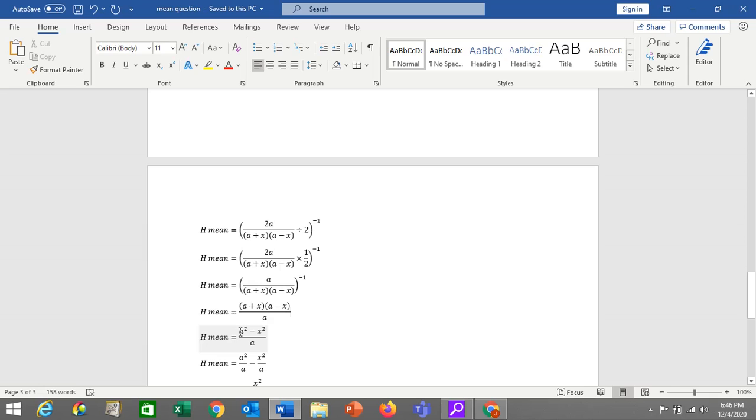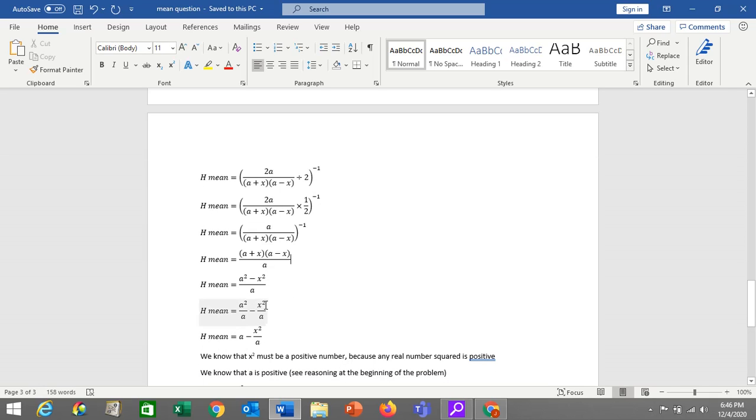So you're going to get a squared minus x squared on the top. The trick here is you have to split this up into 2 fractions. The way that you do that is you keep the denominator the same. So you have a squared over a minus x squared over a. You split it up, and you can do that.